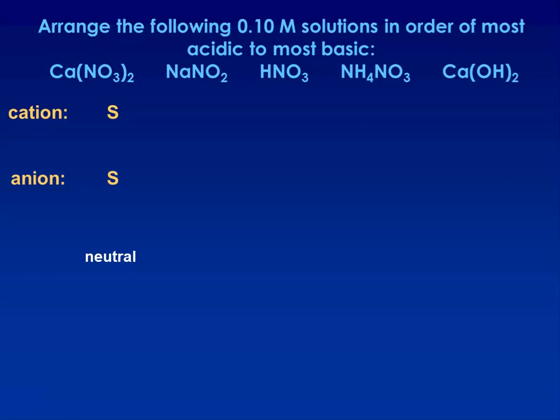If I look at my second example, I have sodium, which is an alkali metal, so that's going to be paired with hydroxide as a strong base. Nitrite, however, does not make a strong acid. It makes a weak acid. You can go find HNO2 on your Ka-Kb chart. So because nitrite has acid-base properties, this particular salt will be basic.